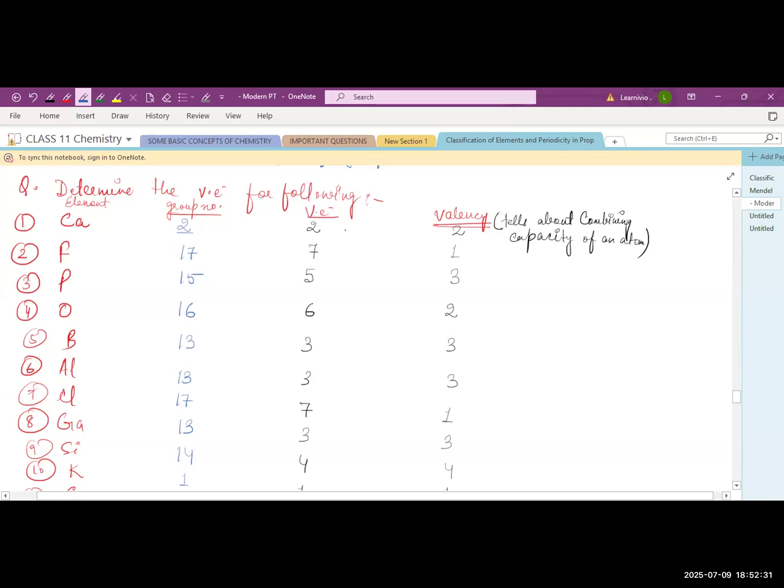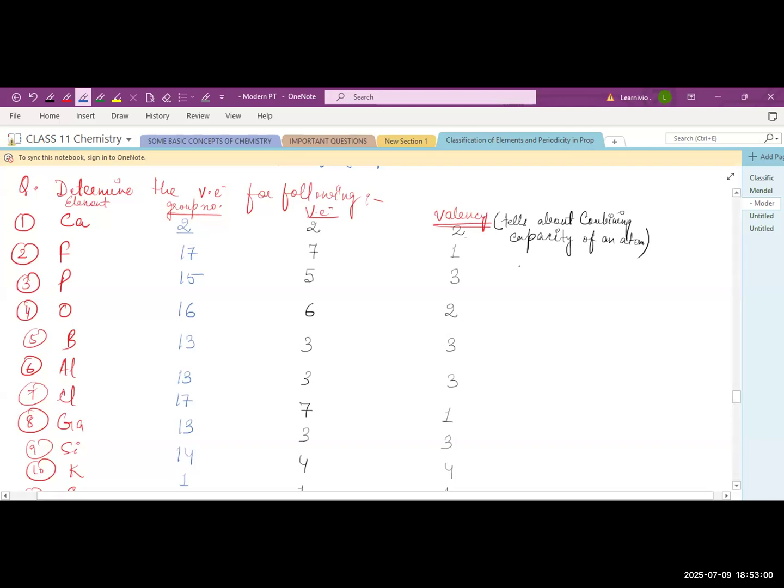Now what is valency? It's a ninth class topic, right? You have studied it in ninth. So what is valency? Basically, the combining capacity of an atom is known as valency, right? So valency of calcium is 2. Now if the valence electron is equal to 5 or more than 5, just subtract the valence electron from 8. So 8 minus your valence electron will give you the valency.